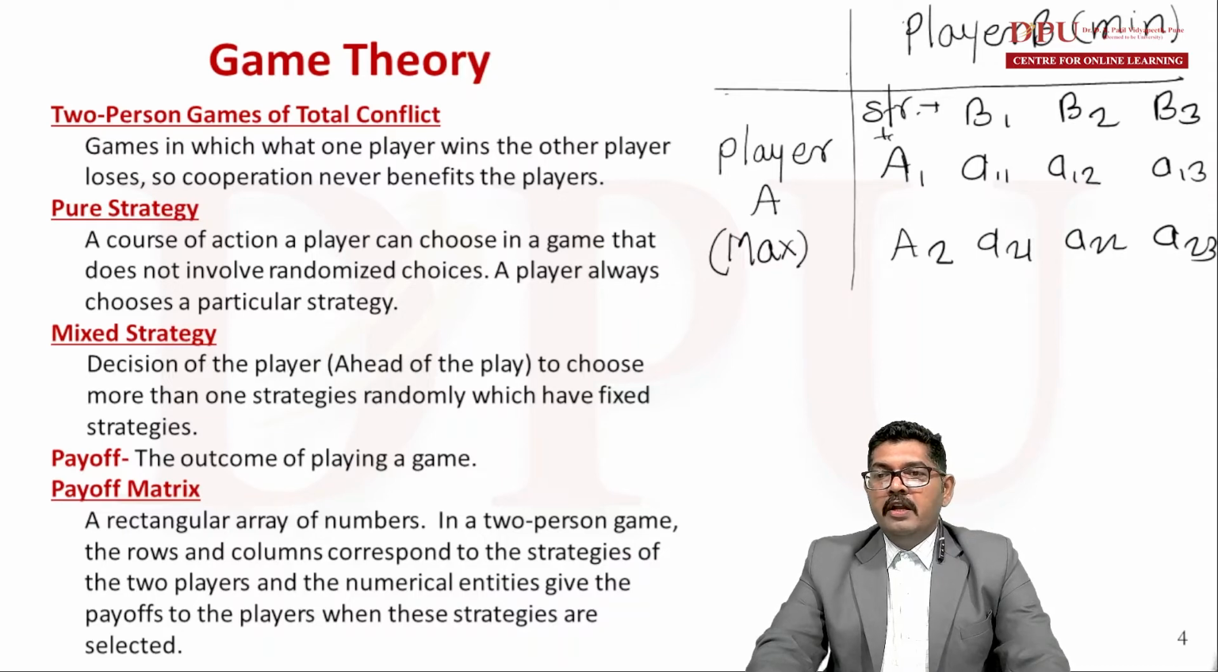Here capital A1 and capital A2 are the two strategies available to player A. Then B1, B2, B3 are the three strategies available to player B. And the value A11 represents profit for player A, as A is a maximizing player, and the same value A11 represents the loss for player B if he chooses B1.